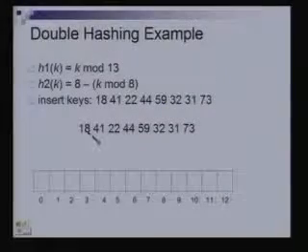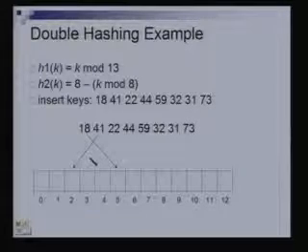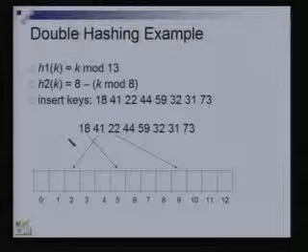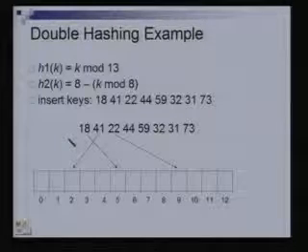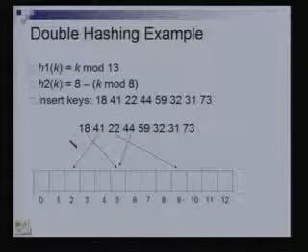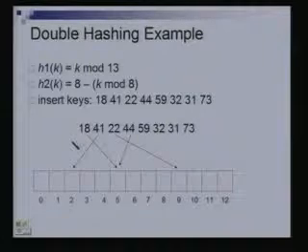Okay, so let's insert the first element, 18. 18 mod 13 is 5, so it will go to location 5. 41 mod 13 is 2, so it goes to location 2. 22 mod 13 is 9, goes to location 9. 44 mod 13 is 5. So it tries to go to location 5, but location 5 is already occupied. So now we have to compute h2 of 44. What is h2 of 44? 8 minus 44 mod 8. 44 mod 8 is 4. So 8 minus 4 is 4. So I have to go 4 steps ahead.